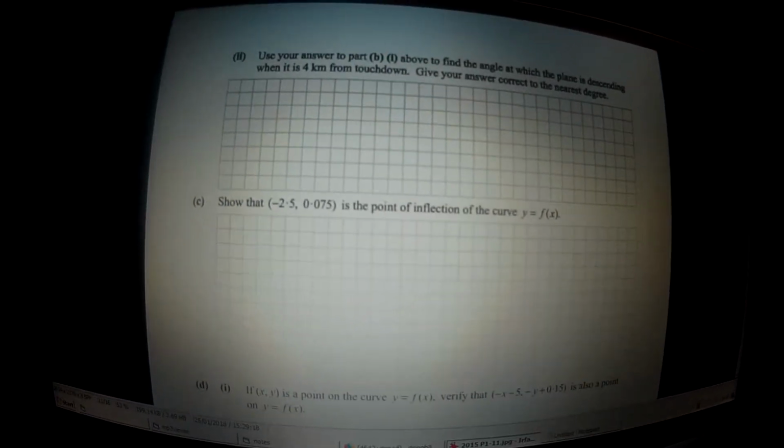Okay. Then we've got, if x, y is a point on the curve, verify that minus x, minus y plus 0.15 is also a point on that curve. So I just got to put that point into the original equation and see if I get the original equation back out again, right? If it balances up, right?